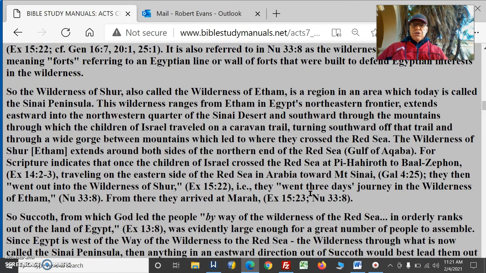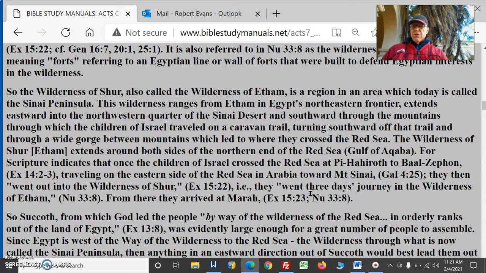So the wilderness of Shur, also called the wilderness of Etham, is a region in an area which today is called the Sinai Peninsula. This wilderness ranges from Etham in Egypt's northeastern frontier, extends eastward into the northwestern quarter of the Sinai Desert, and southward through the mountains, through which the children of Israel traveled on a caravan trail, turning southward off that trail and through a wide gorge between mountains, which led to where they crossed the Red Sea.